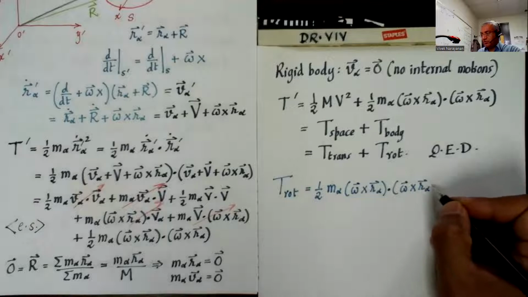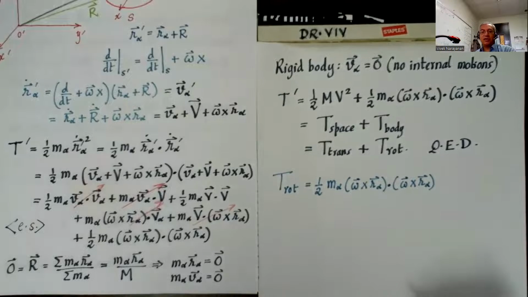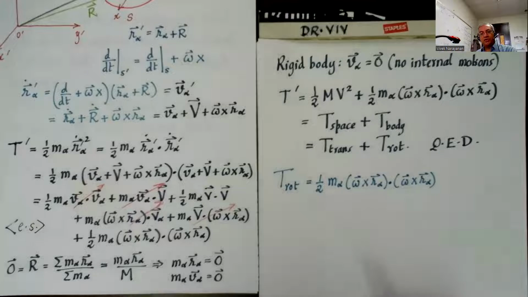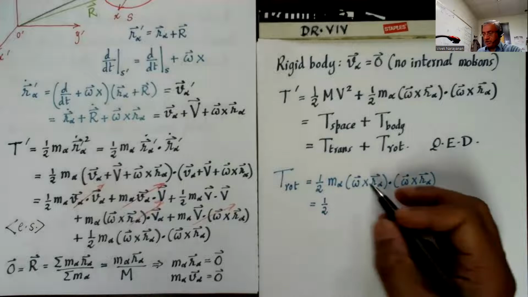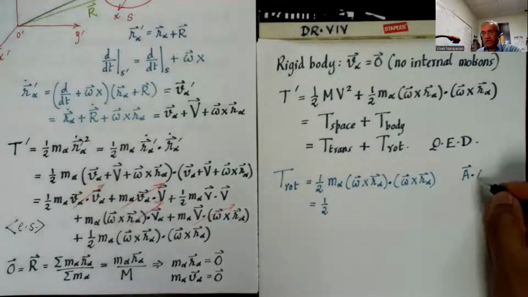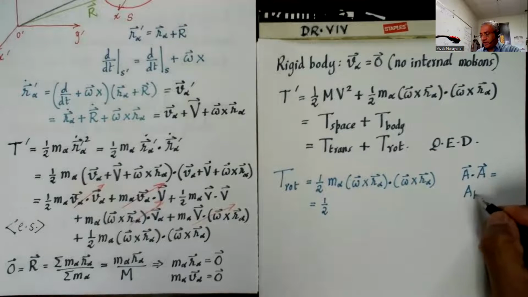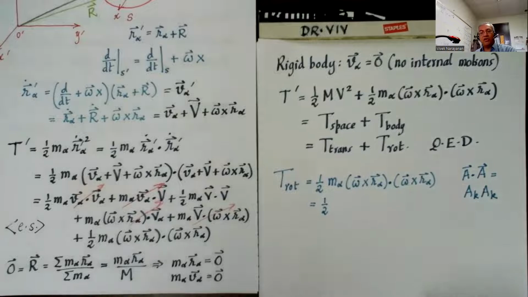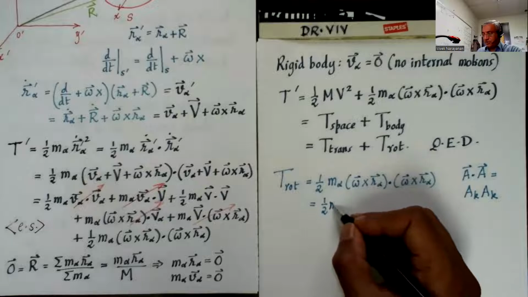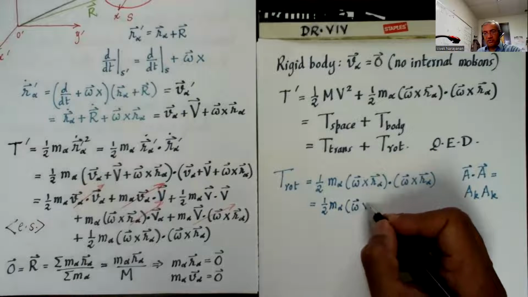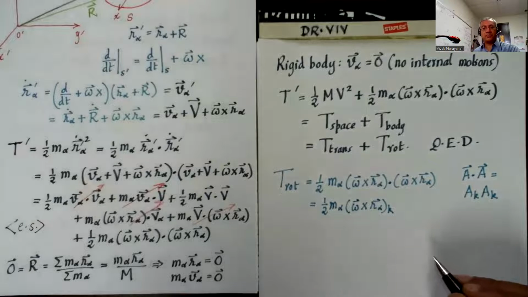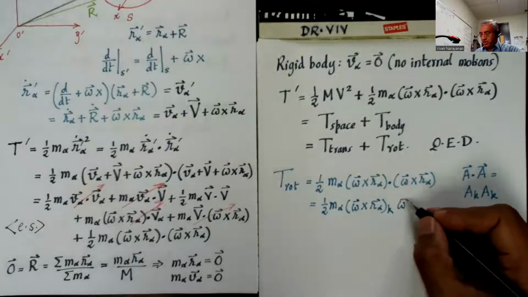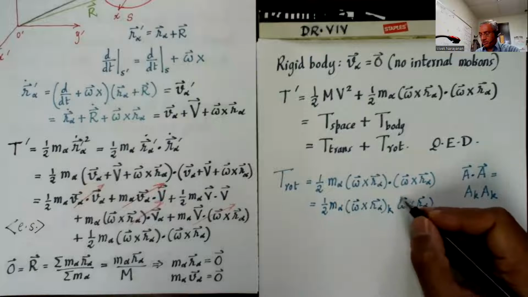Now let's try to use the Einstein summation convention. The dot product can be written in Einstein summation convention. When you have a dot a, you can write it as a_k a_k, where you sum over all the k's. So that's the Einstein summation notation. I'm going to use that here. So it's m alpha (omega cross r alpha)_k (omega cross r alpha)_k.